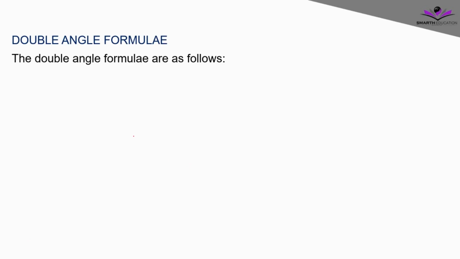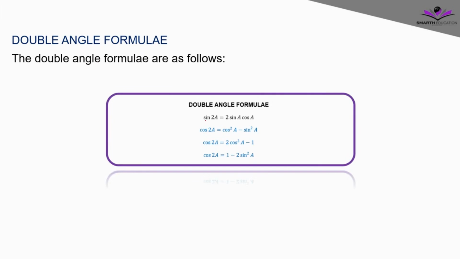Welcome back. Let's discuss double angle formulae and also find out how we can prove them. Double angle formulae are as follows. We have sine 2a is equal to 2 sine a times cos a. And then these three are for cos 2a.